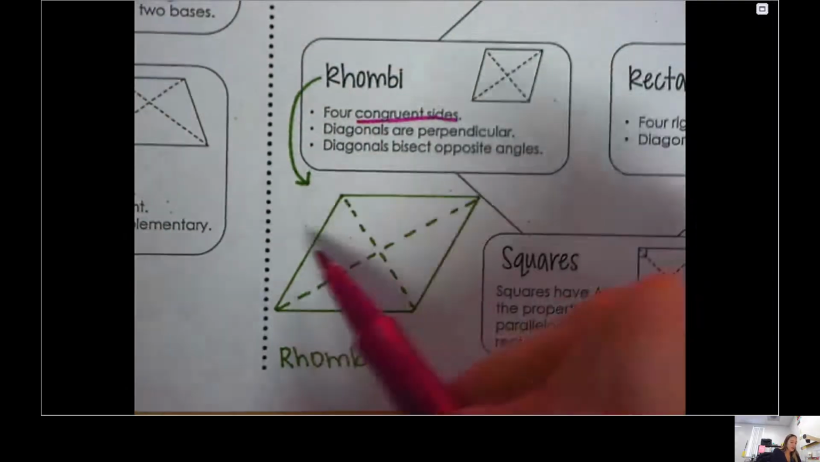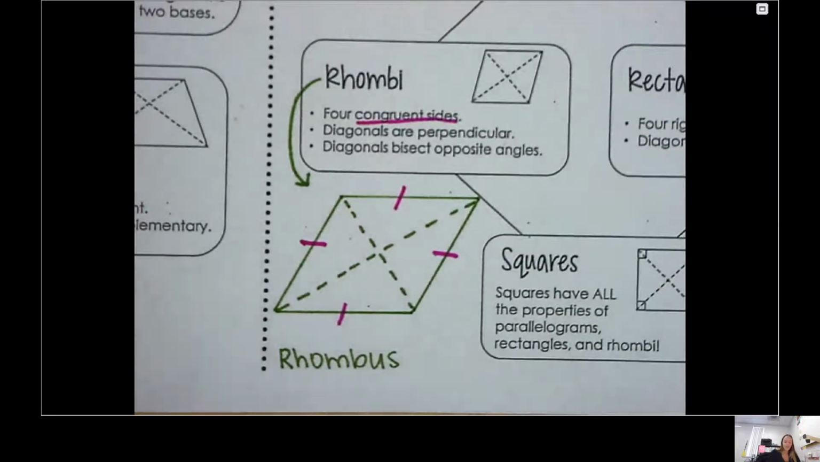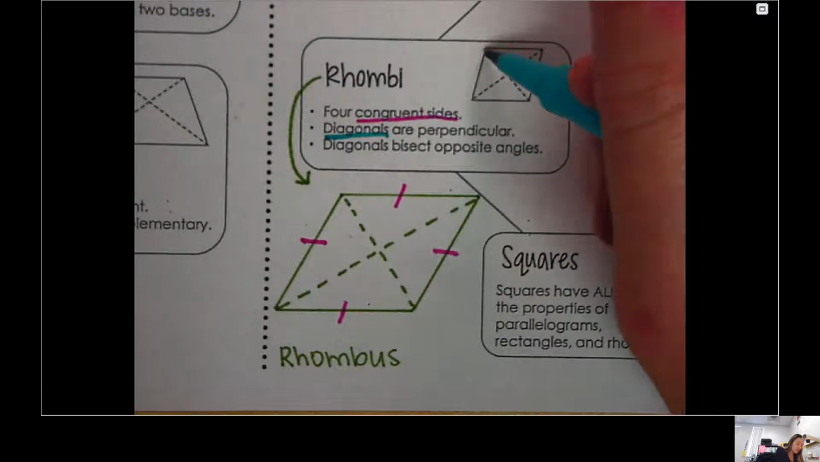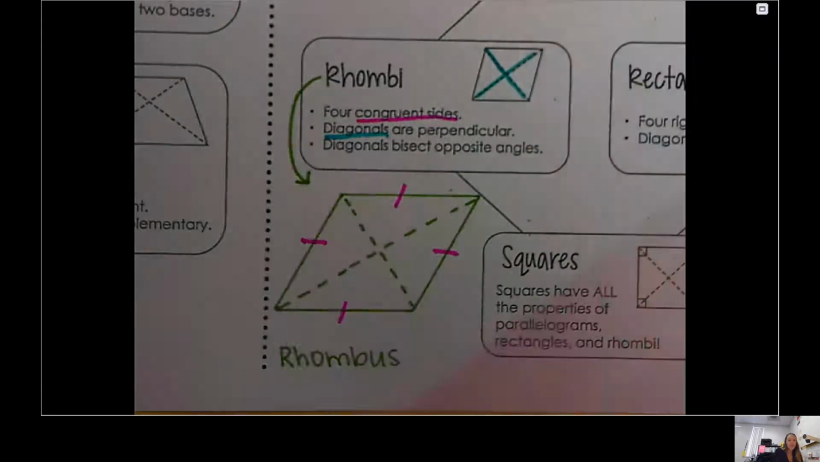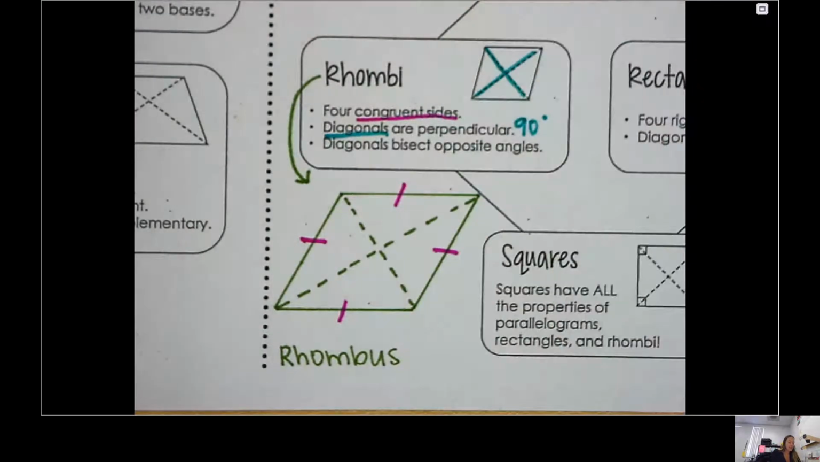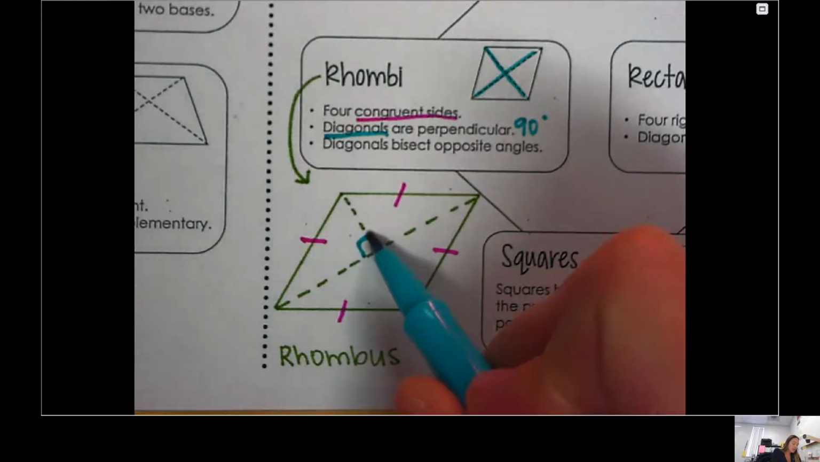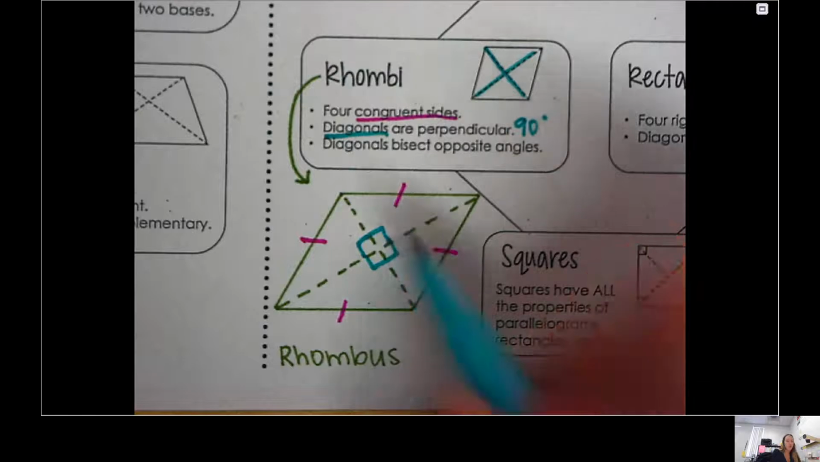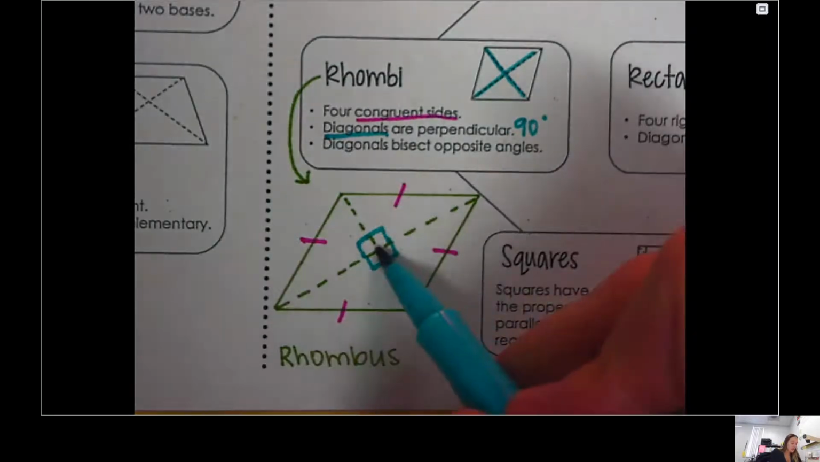So in my rhombus, I'm going to put a tick mark on all 4 sides to show that they're all exactly the same. My diagonals are perpendicular. So diagonals, remember, are these pieces that are going essentially diagonal within my picture. And perpendicular means they are making 90-degree angles. So in the center here where all my diagonals meet, I'm making 90 degrees, 90 degrees, 90 degrees. So I've got 4 groupings of 90 degrees right in the center of my rhombus.